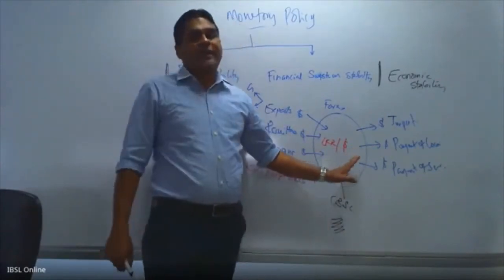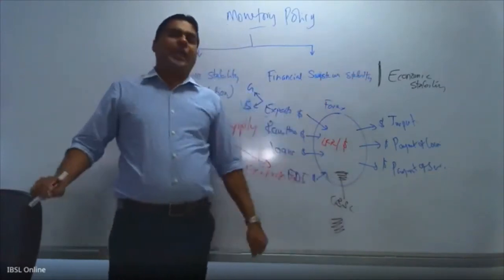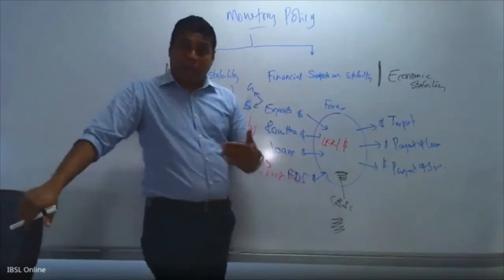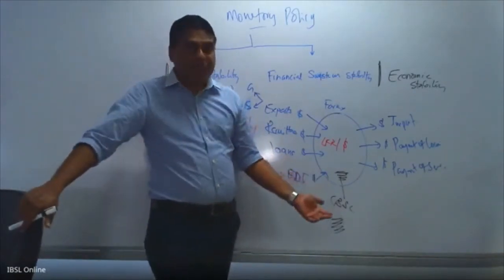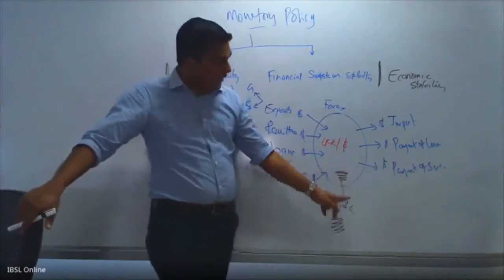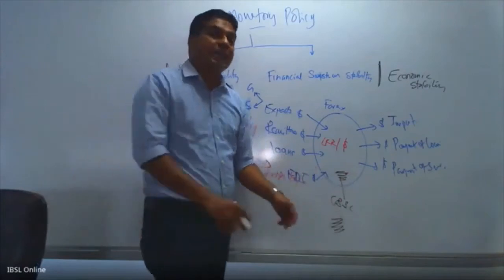Because otherwise China doesn't want their currency to be appreciated, because appreciation of the Chinese currency would mean Chinese goods would be expensive in the market, so China doesn't want that. So China keeps a lot of money within the central bank as reserves. So this is reserves.